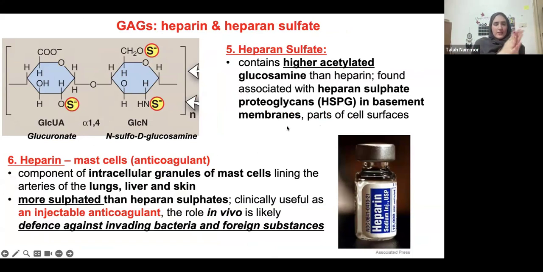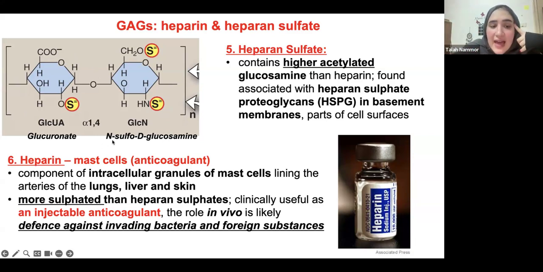So the heparan sulfate, what will it do? It will bind to proteoglycans, forming HSPG. This HSPG is found in abundance in the basement membrane. Tamam? Now let's look at the structure. The structure is a bit different. Okay, we have the glucuronate. This is something we know.